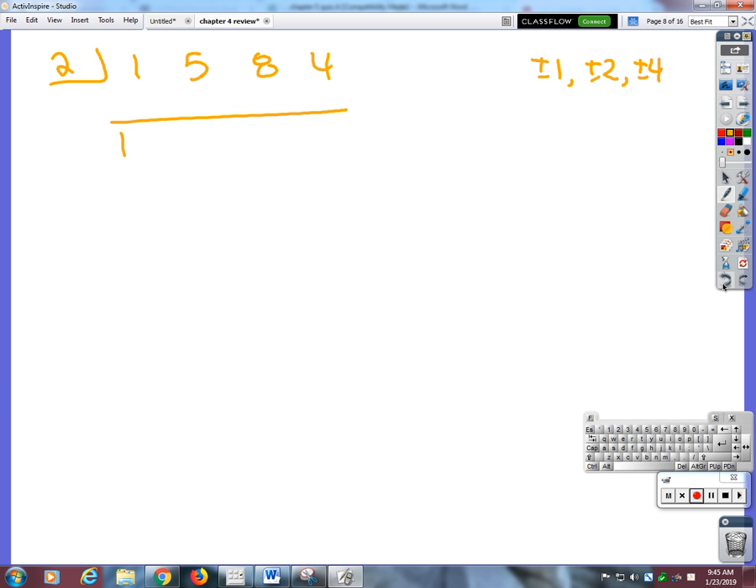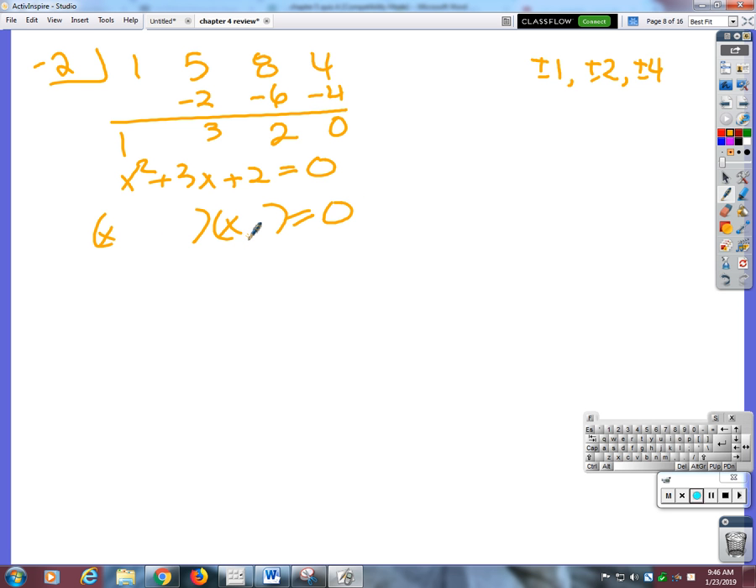So let's try negative 2. So that's negative 2, that's 3, that's negative 6. You got it, Tegan. And that's negative 4, and that's 0. So another answer then is x equals negative 2. Now since we started with a cubic, this is just a simple quadratic, what's left. And that we can factor. Two numbers that multiply together to be 2 and add to be 3 are 1 and 2.